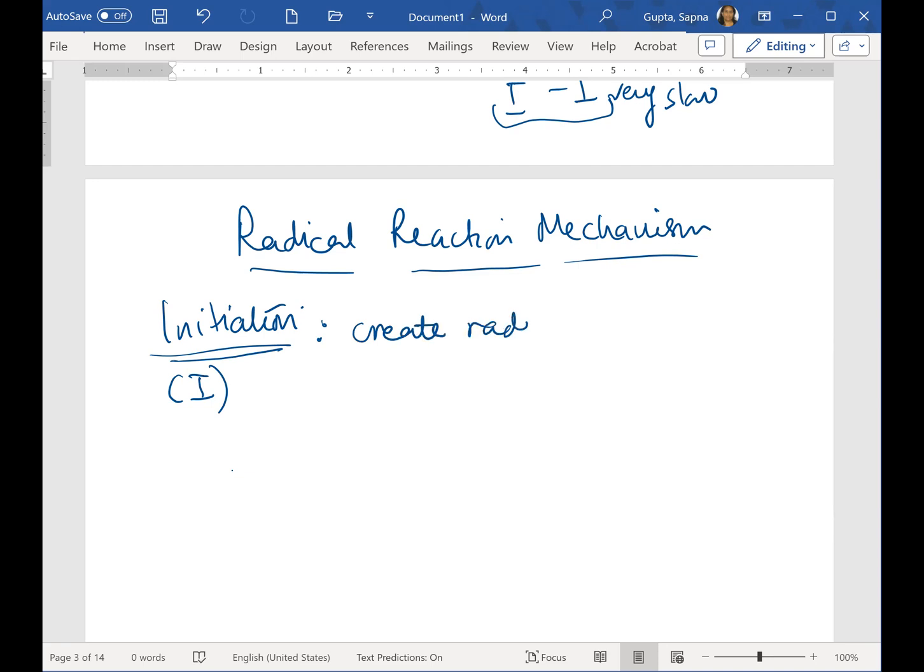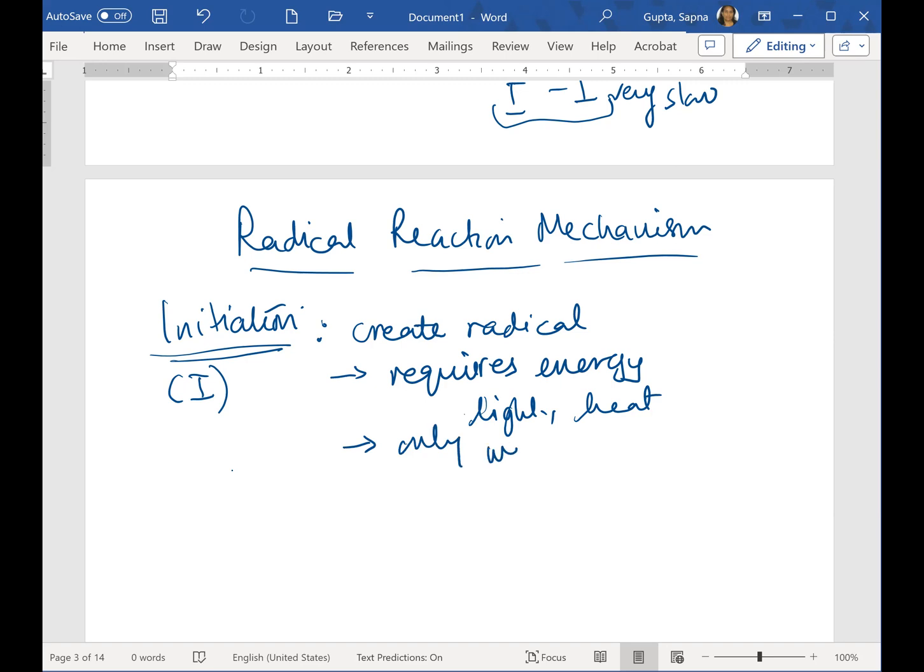This is the big thing I've been talking about. I haven't told you how to make radicals, but now I'm going to. How do you create radicals? You need to provide energy, because you need energy to break bonds. The bonds are not going to break by themselves. What kind of energy are we talking about? There are 2 kinds: light energy and heat energy. Either of those will work for us. And remember, only weak bonds are going to break.